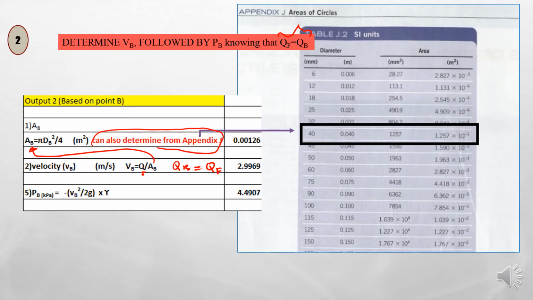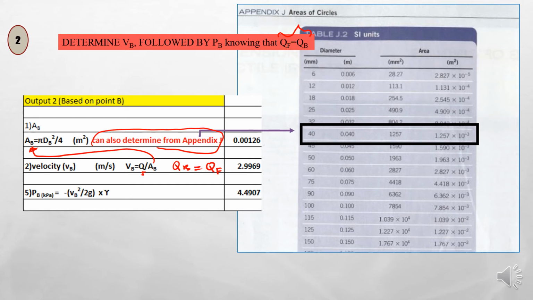For example, if I calculate manually, I will get this answer, 0.00126. However, if I refer to the table, which is table J, for SI units, I will get the area straightforward, which is 1.257 times 10 to the power of minus 3. It's not much different.